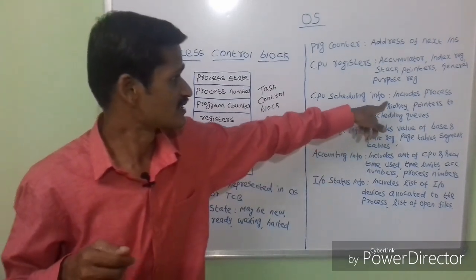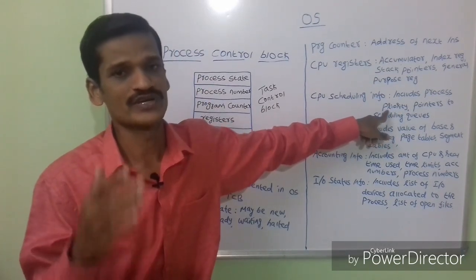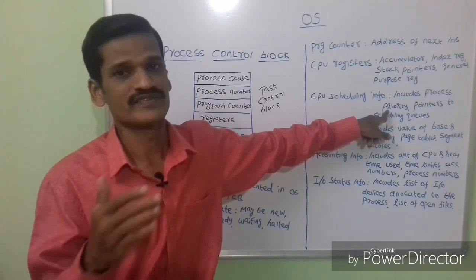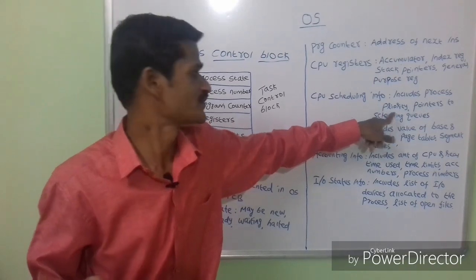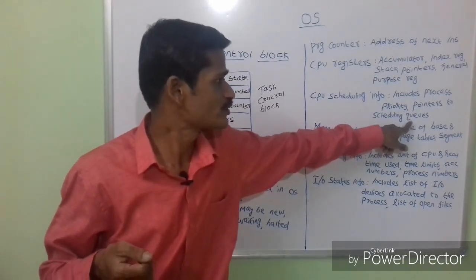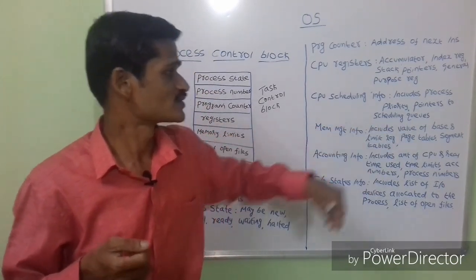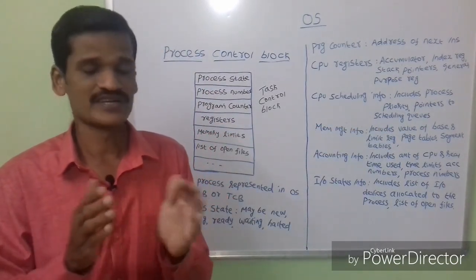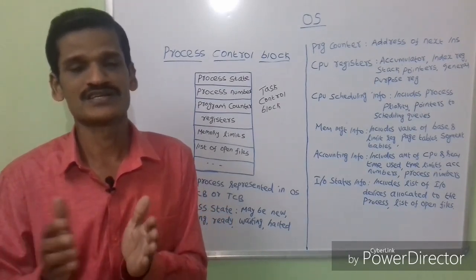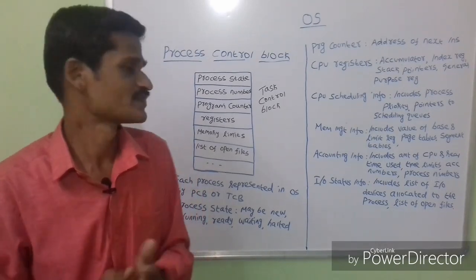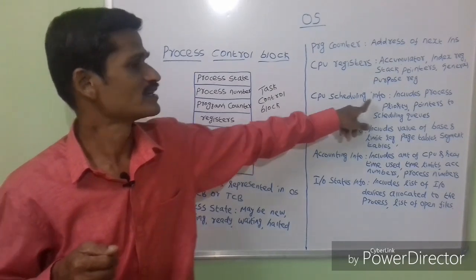So what parameters do we have here? It includes process priority. As I said already, we have to give the priority for each and every process. It should decide which process will be executed first. Next are pointers to scheduling queues. We have some queues, meaning several processes, and for each process we give the priority: which should be executed first and which next. So for that we use this very important parameter, CPU scheduling information.